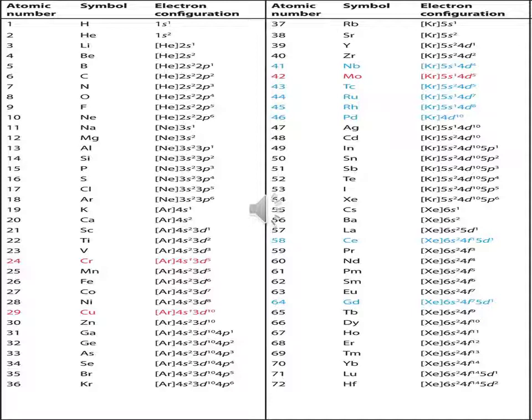For example, aluminum Al13: neon, the atomic number of neon is 10, so after neon, 3s2, 3p1. For example, krypton 36: argon 18, then 4s2, 3d10, 4p6.